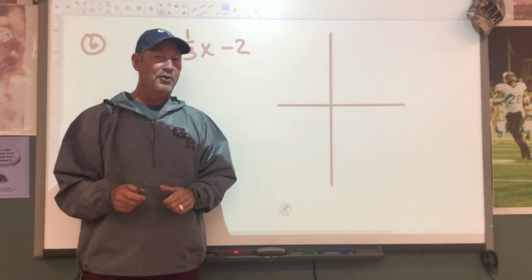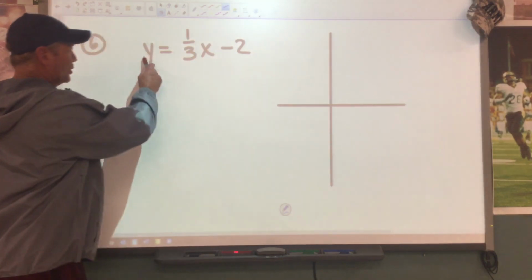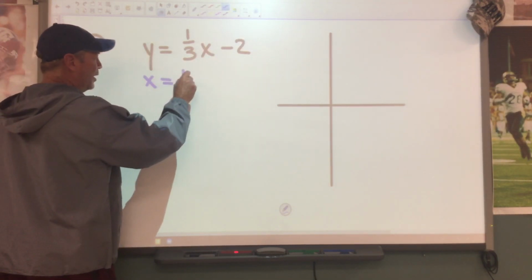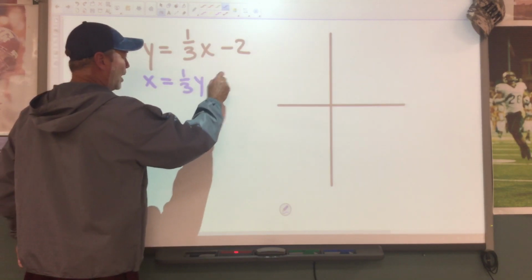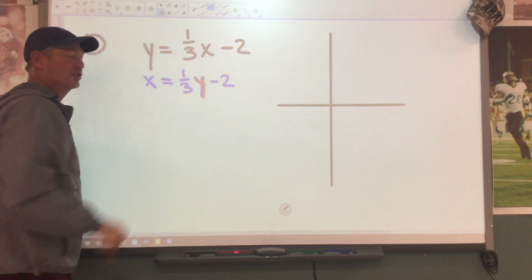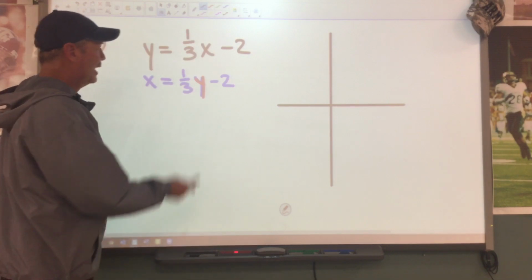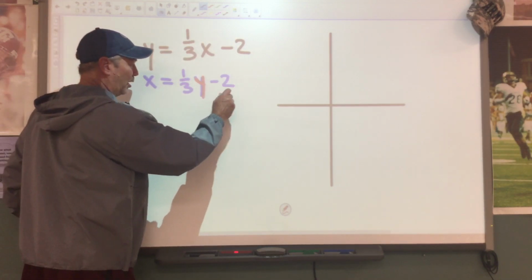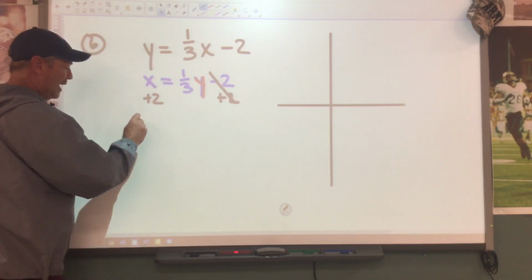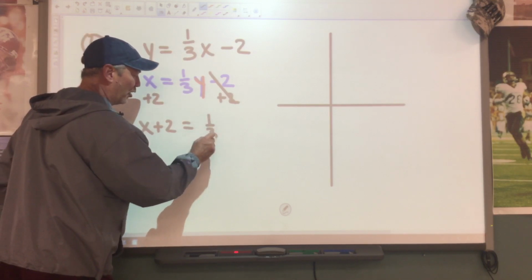To find the inverse, we're going to ask you to switch places with the x and the y. So we're going to switch places. This is going to turn into x equals 1/3 y minus 2. My goal is now to solve for y to get y by itself. So the first thing I want to do is I'm going to move the 2. I'm going to say plus 2 plus 2. This will cancel. I have x plus 2 equals 1/3 y.